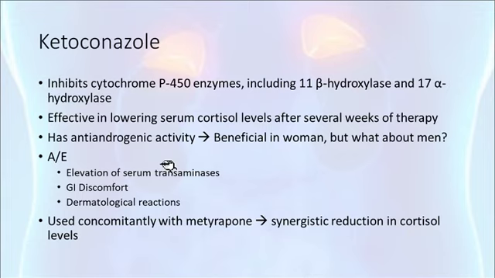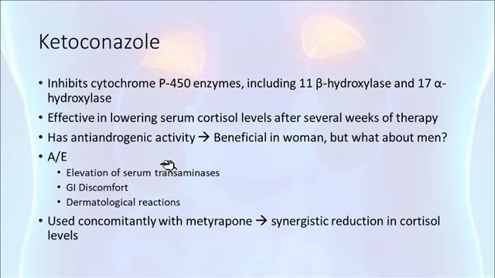Ketoconazole, on the other hand, inhibits cytochrome P450 enzyme, and in so doing inhibits 11-beta-hydroxylase and 17-alpha-hydroxylase. It's effective in lowering serum cortisol levels after several weeks of therapy. Essentially, it has anti-androgenic activity, which is extremely beneficial in women, right? Because what it does is it actually reduces androgen levels in women, but in men what it tends to do is cause gynecomastia and decreased libido. It also commonly causes elevations in serum transaminase levels, right? And GI discomfort and dermatological reactions can happen as a result of this.